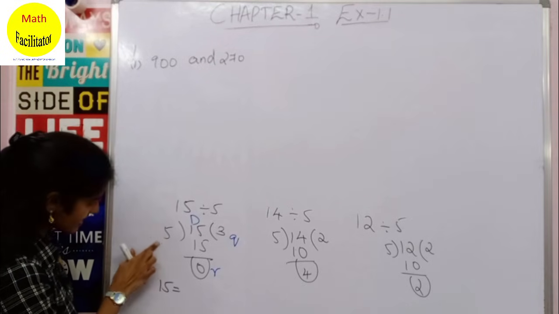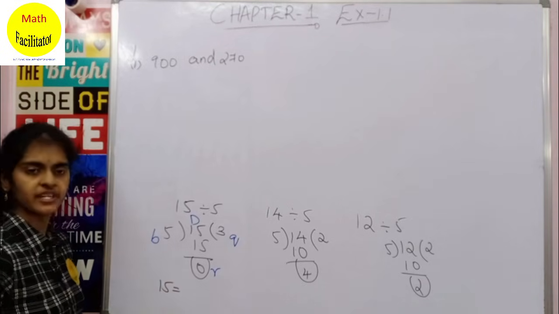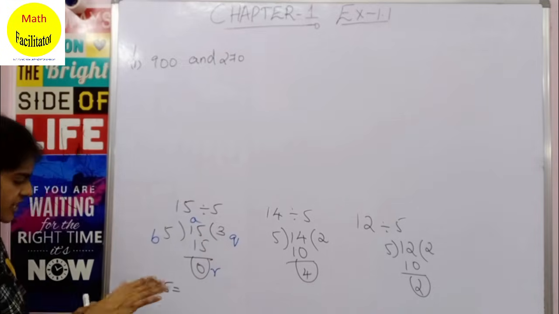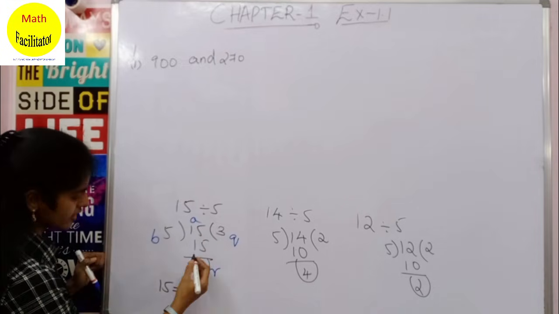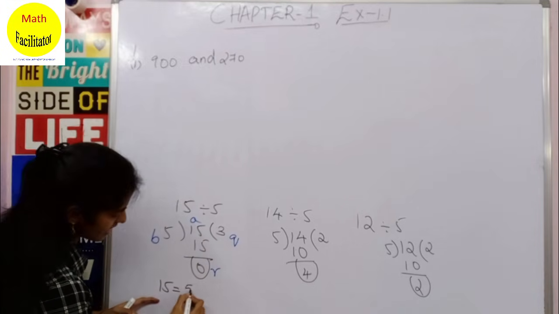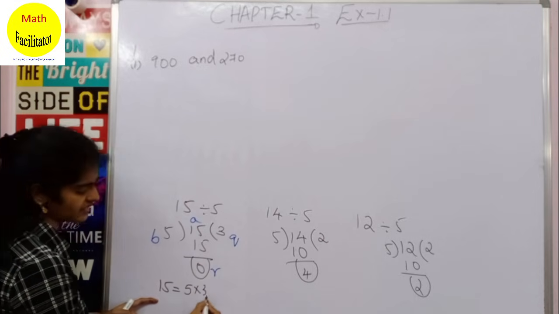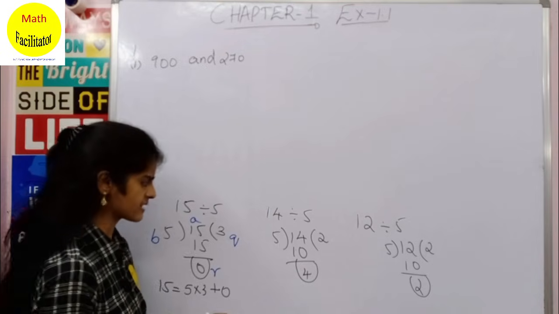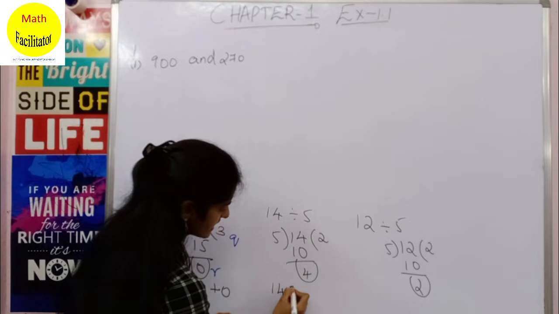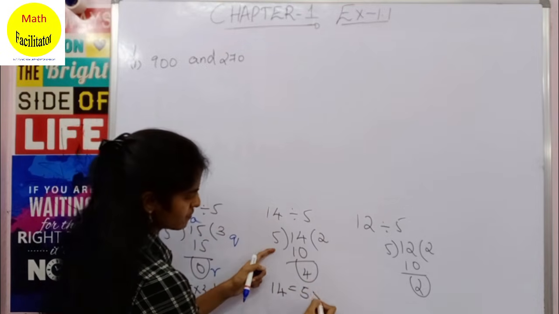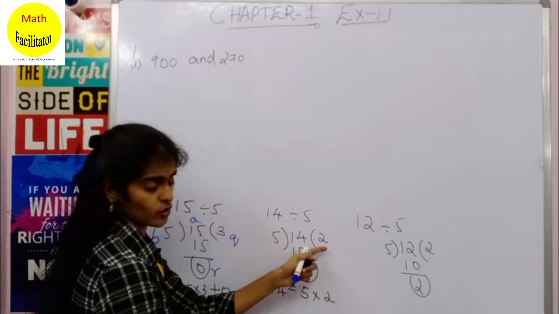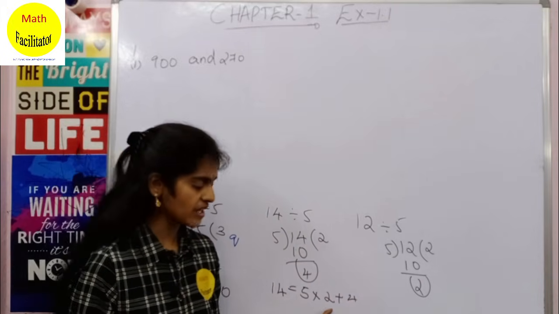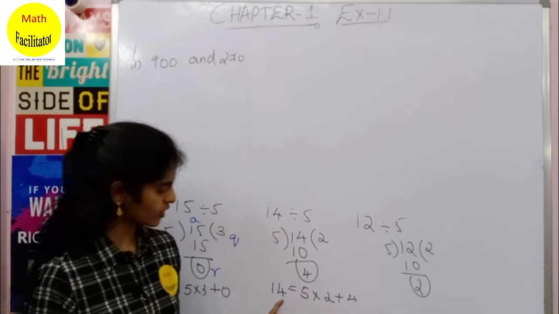So the divisor, let me represent it as B, and the dividend, let me represent it as A. Let us see how we can write each case. 15 is equal to 5 threes are 15, and the remainder is 0. This is what you have learnt in your lower classes. Now 14 you can write as 5 multiplied by 2, where 2 is the quotient, plus the remainder 4. 5 multiplied 2 times gives 10, and 10 plus 4 is 14.